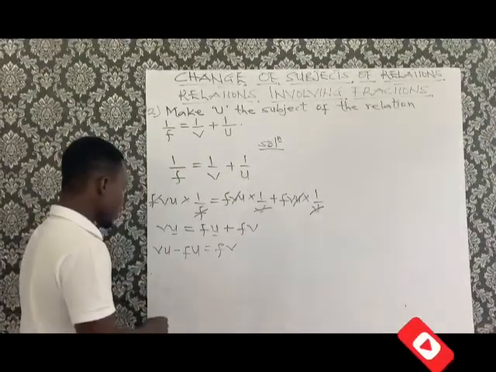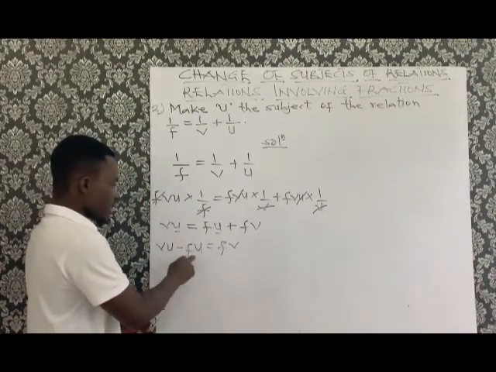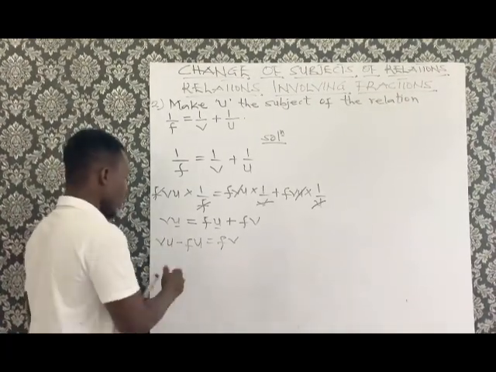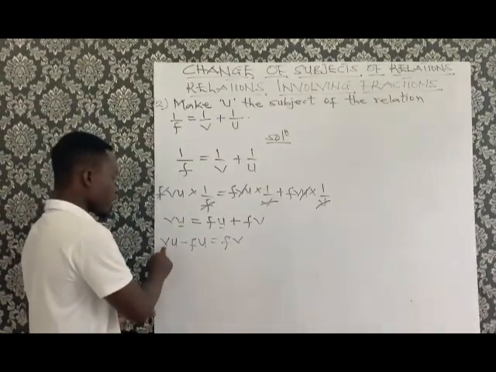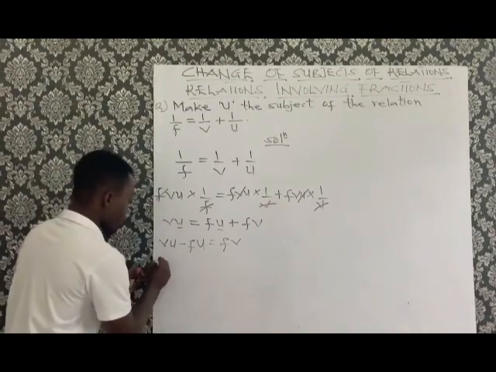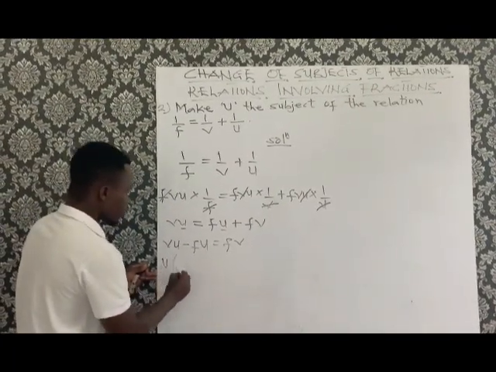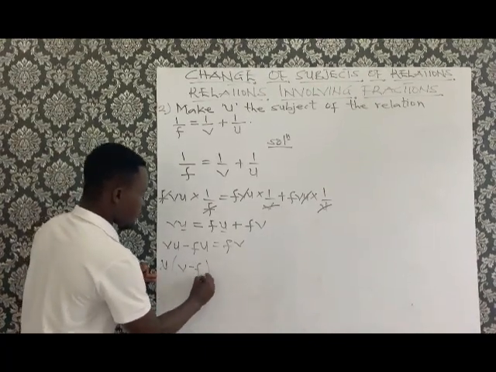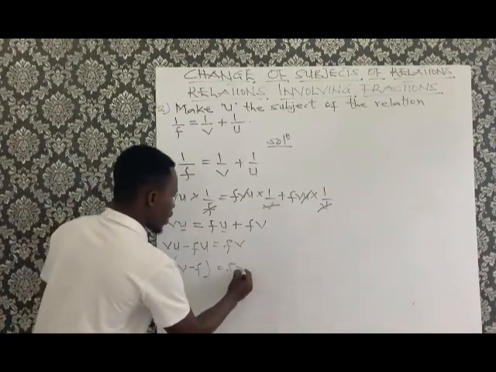Now from this place, there's U here, there's U here, so we factorize U out. When you factorize U out, it will be left with V and F. So we factorize U out and we put what is left in a bracket. That's V minus F equal to FV.